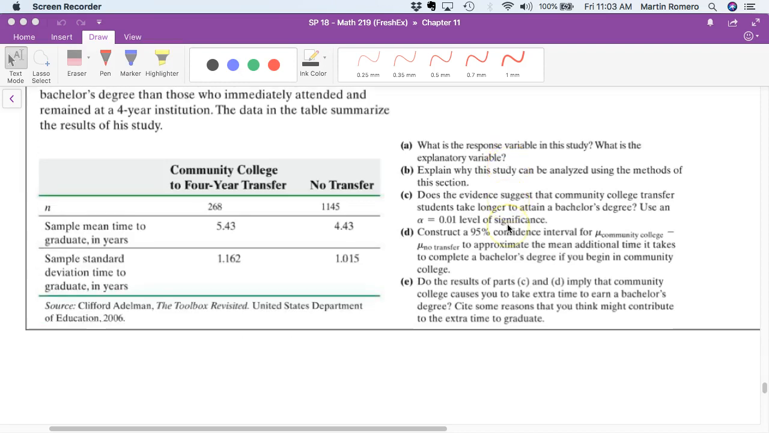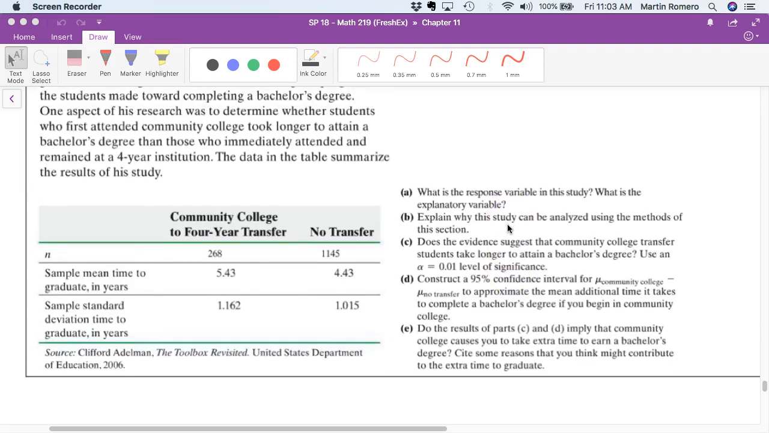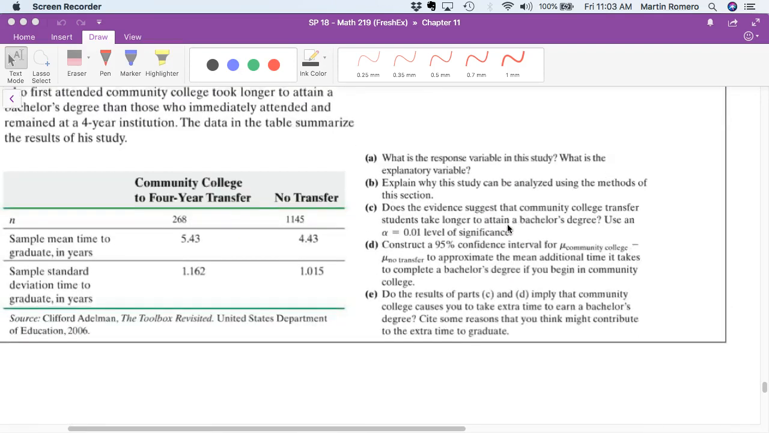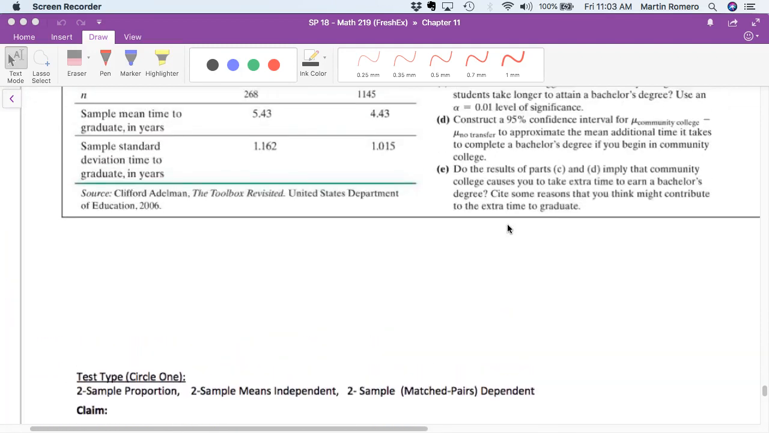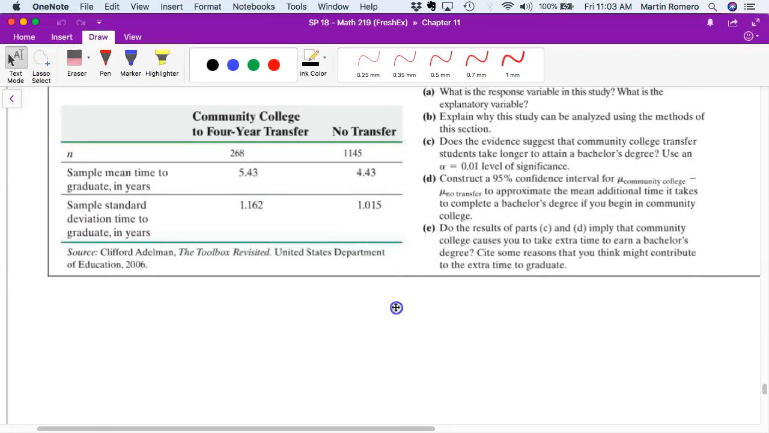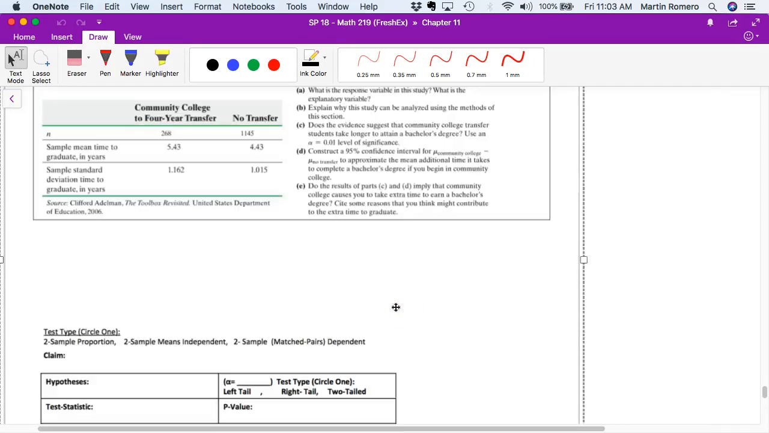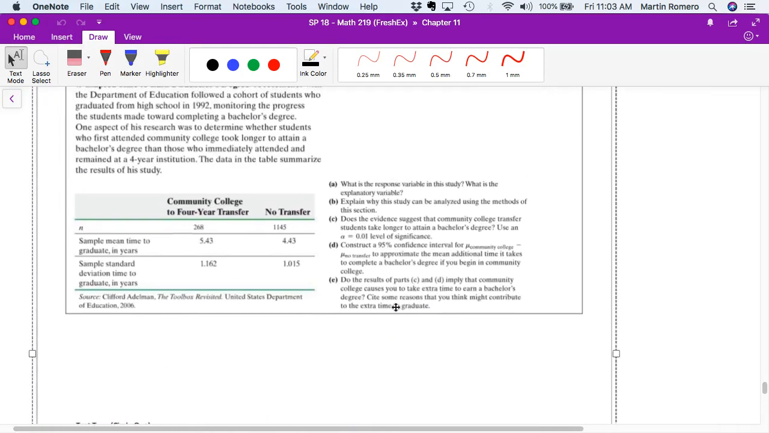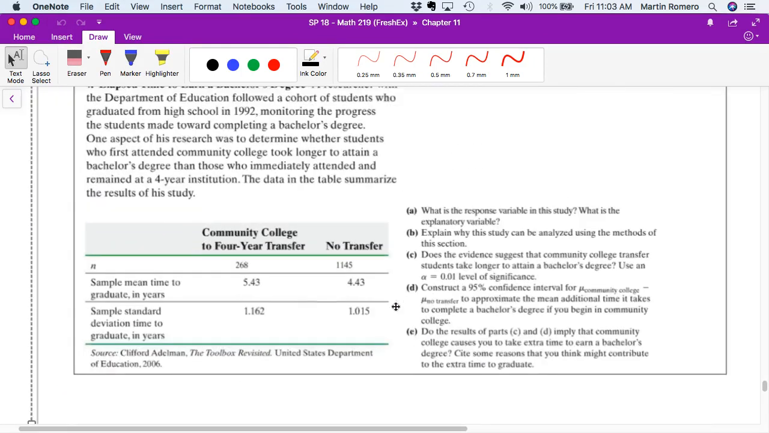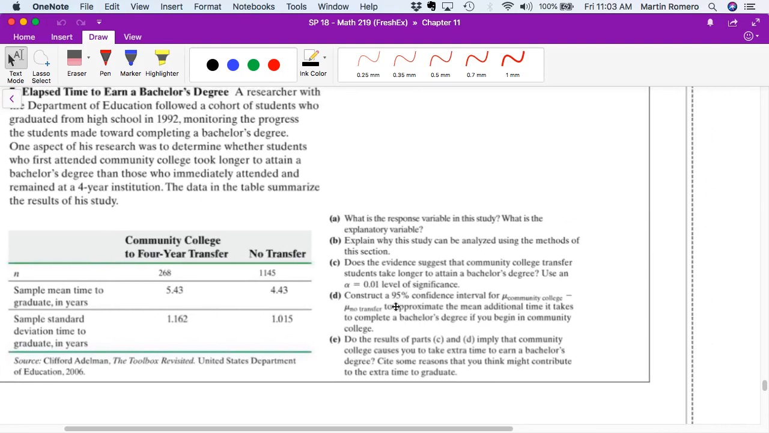So here we're going to run a hypothesis test. Let's go ahead and take a look at the questions that were being asked and see how we can address those. The first question being asked: what is the response variable of this study and what is the explanatory? Again, before I do it, you should be thinking about what that is.